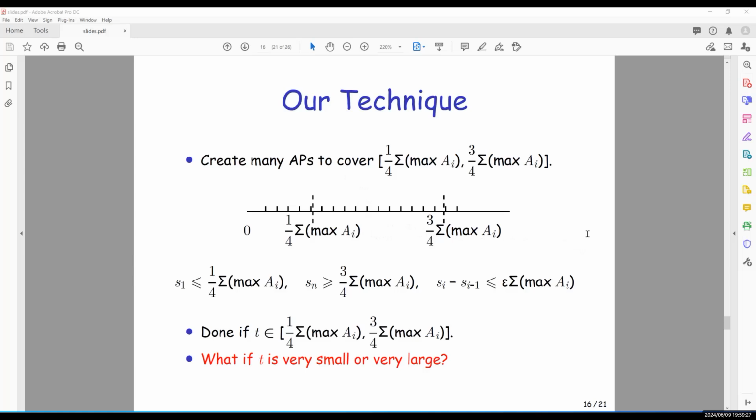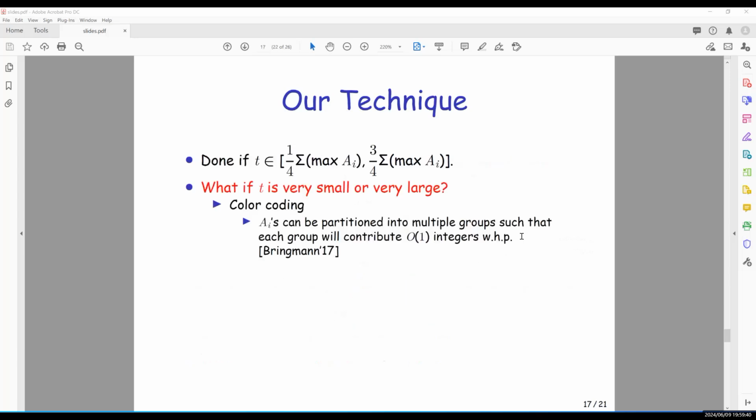The only problem is, what if T is super small or super large compared to the sum of all integers? In this case, we can use color coding. Very roughly speaking, this method can partition the input into disjoint groups such that with very high probability, each group will contribute a constant number of integers to the optimal solution. By color coding, we can enforce this condition. So I'm not going to expand further on that.